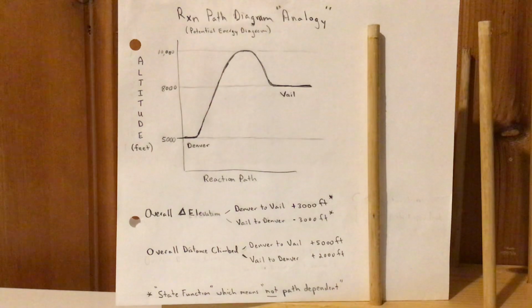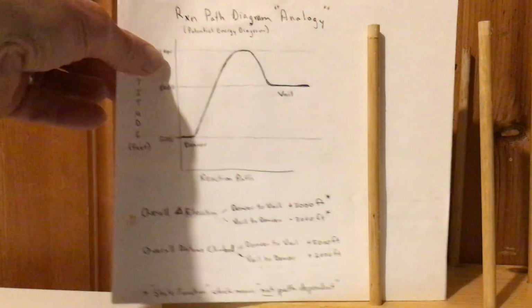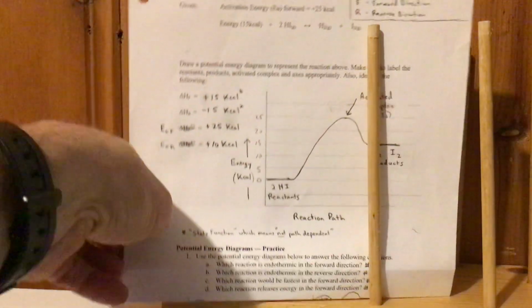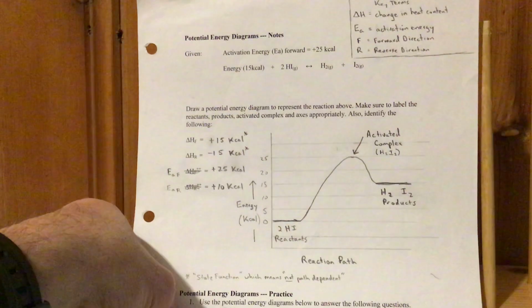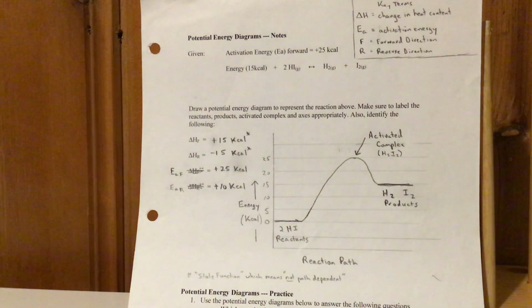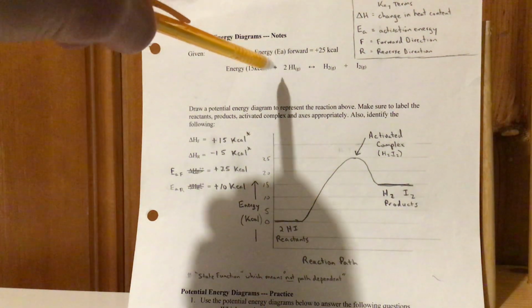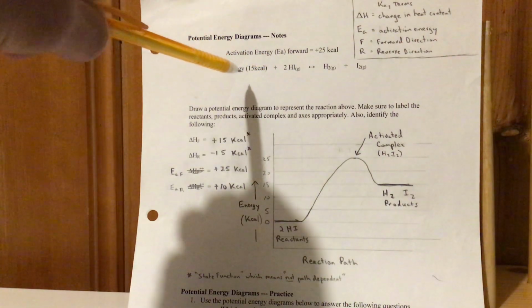Okay, we're going to see some similarities when we look at our potential energy diagrams to this altitude analogy with Denver and Vail. So we're going to bring this thing in over here, and hopefully that'll hold up. I think we're okay. And I'm going to do a reaction where I take HI, and I have two of those molecules. It's an endothermic reaction.